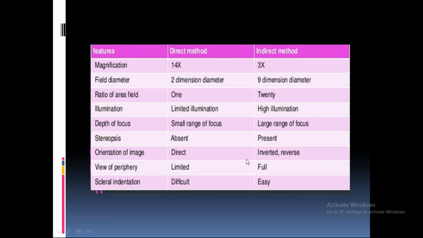Orientation of image is direct; in the indirect it is inverted and reversed. View of periphery is limited. You can see the full peripheral retina in indirect ophthalmoscopy. Scleral indentation is difficult; it is easy in indirect ophthalmoscopy.